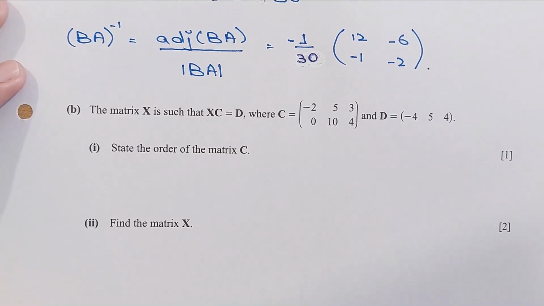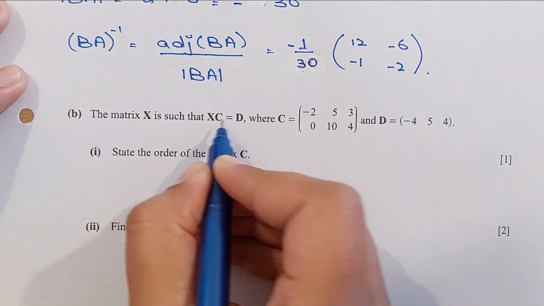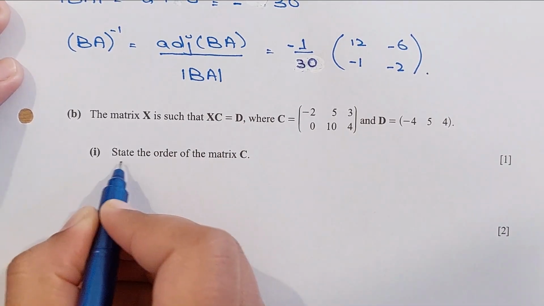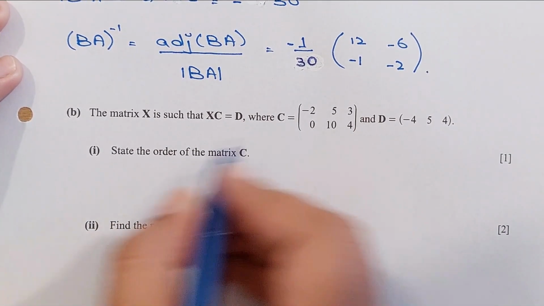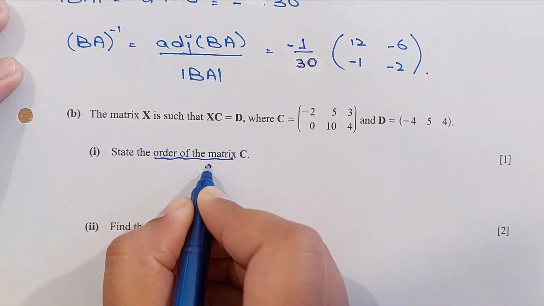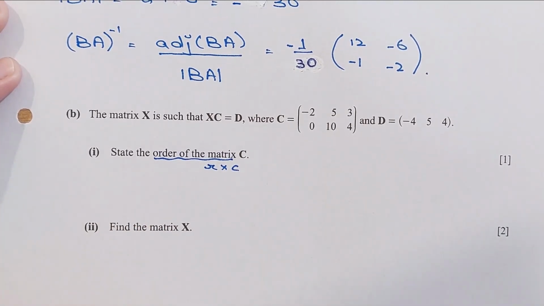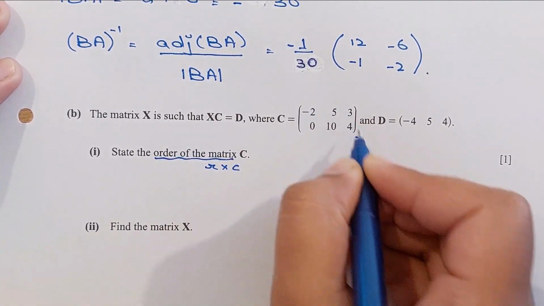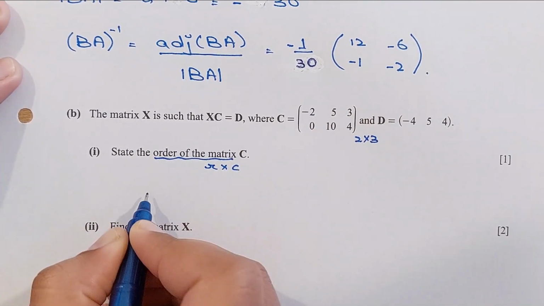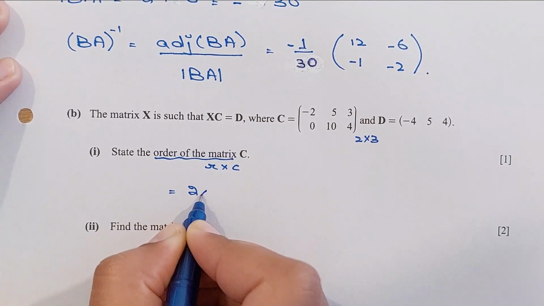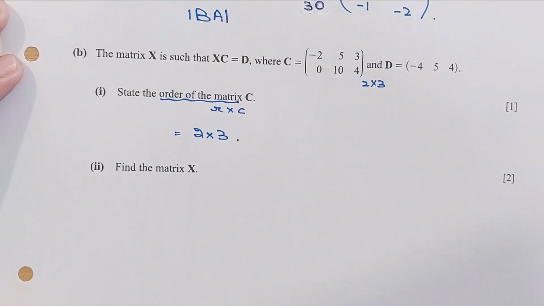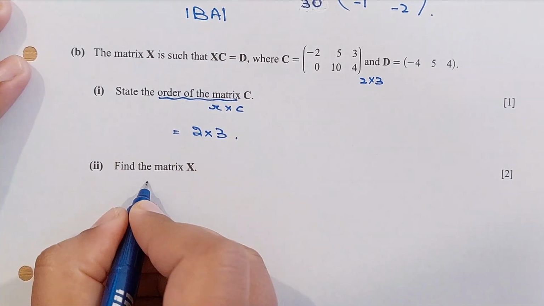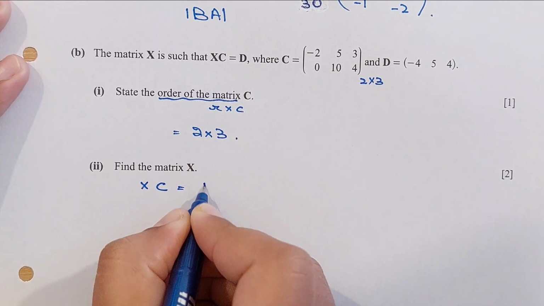Now moving to part B, the matrix X is such that X times C equals D, where C equals this and D equals this. Number 1, state the order of the matrix C. The order of the matrix is rows times columns, right? The number of rows in matrix C is 2, and the number of columns is 3. So the order of matrix C is 2 cross 3, 2 rows and 3 columns. Now for the second part, find the matrix X. Okay, so we have a matrix X times C equals D.